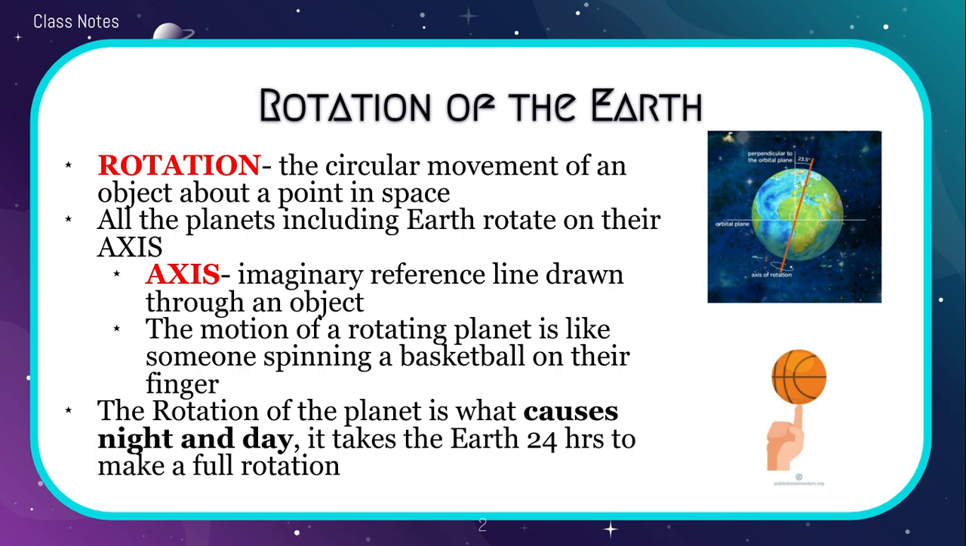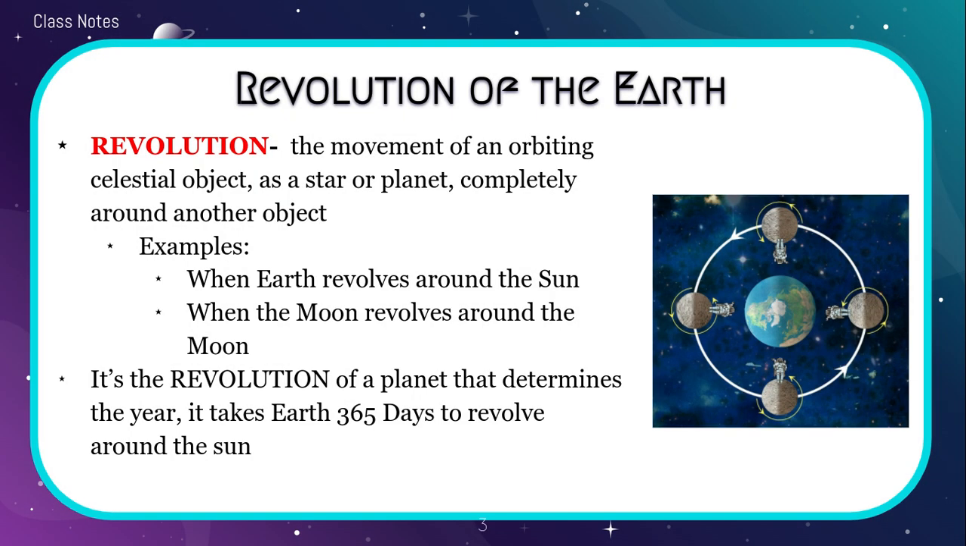So whatever side is rotated towards the sun is going to be daytime, and whatever side is rotated away from the sun, it'll be nighttime. And to make a full 360 rotation, it takes the Earth 24 hours, which is why we have 24 hours in a day on Earth. But that does not mean that there's 24 hours in a day on other planets, because some have different speeds of rotation.